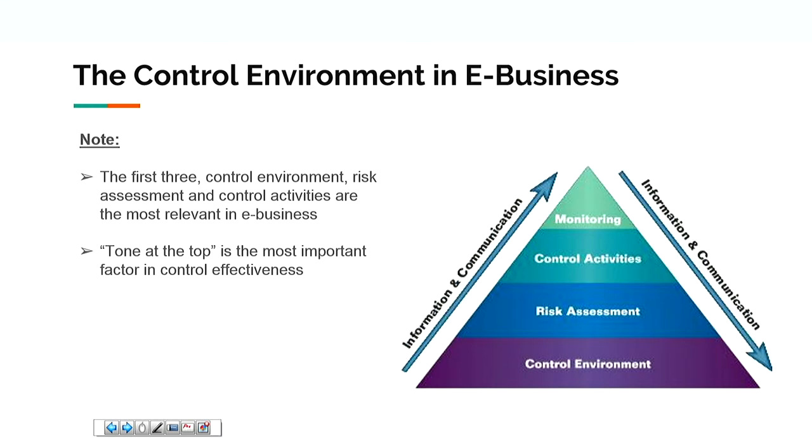Here's what the control environment in e-business looks like. Looking at our triangle, the first three levels from the bottom up, control environment, risk assessment, and control activities, are the most relevant in running an e-business. The tone at the top, also monitoring, is the most important factor in maintaining control effectiveness.